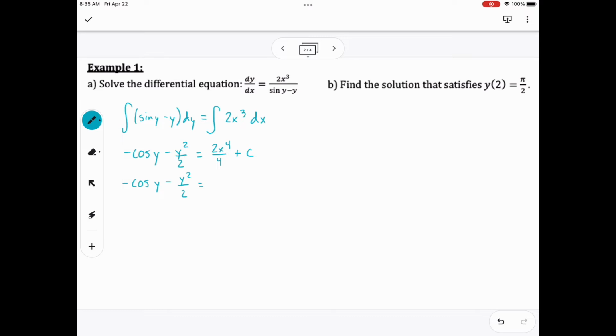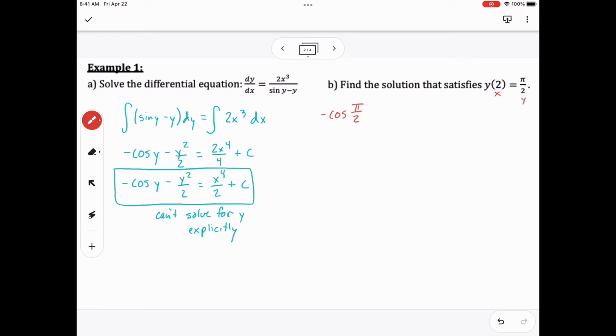Notice I can reduce the 2x to the fourth over 4 to x to the fourth divided by 2. Here, I want to be able to solve for y, but sometimes you're not able to do that because I can't really get the y out of the cosine. Sometimes you can't solve for y explicitly, so we have to leave our equation as is, and that's okay. Anytime you can't get y or whatever variable you're solving for by itself, that's okay.